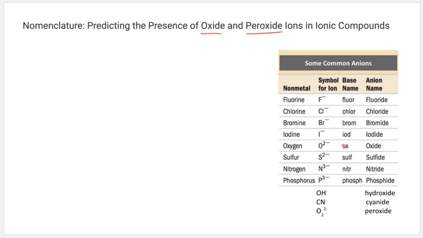Okay, so let's look here at the table. So here we have an oxide. An oxide is when we have oxygen with a -2 charge. A peroxide is when we have an O2 with -2 charge. Okay, so I will explain how to predict if you have an oxide or a peroxide ion with a few examples.